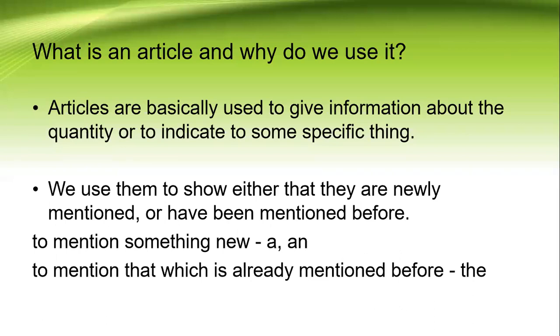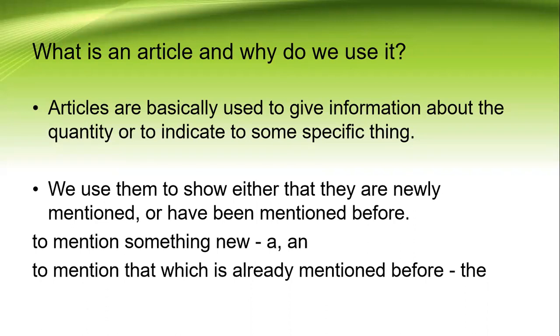So, firstly, what is an article and why do we use it? Articles are basically used to give information about the quantity or to indicate some specific thing. So, when we use a, an, or the in a sentence, we are showing the quantity of the thing, the number of things that are in the sentence. You will understand it better in the following slides.